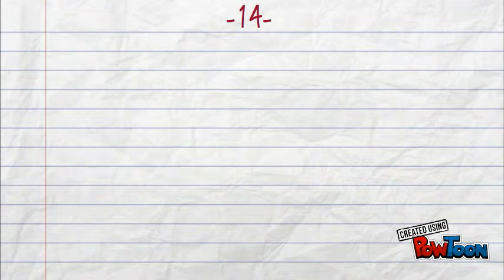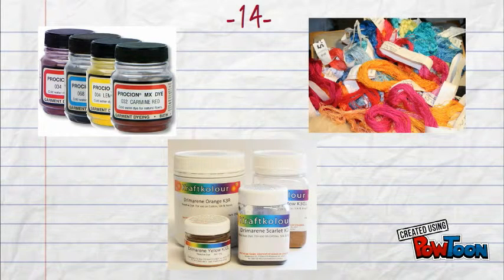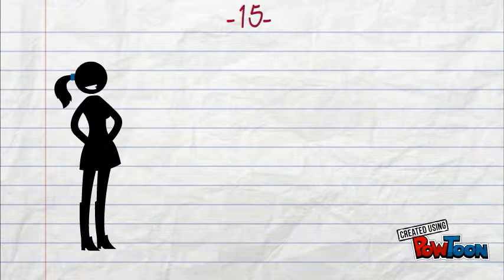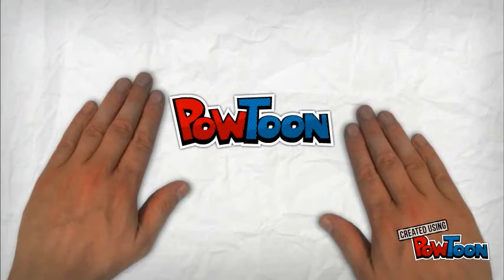Some fiber-reactive dyes are Procion MX, Cibacron F, and Drimarene K. Procion MX is the easiest to use because it can be used in warm water without any extra work such as heating or steaming. And so with that, thank you for listening, and I hope you learned a lot more about chemistry and clothing. Created using Powtoon.